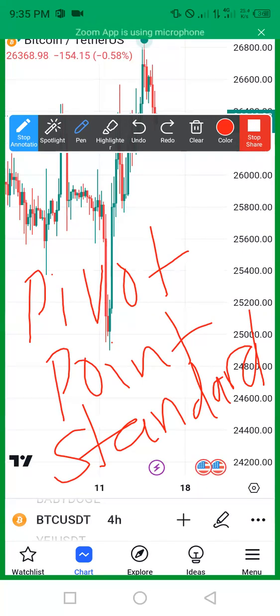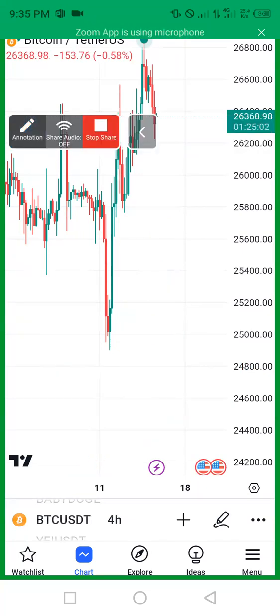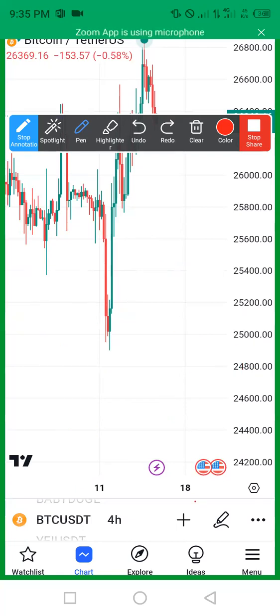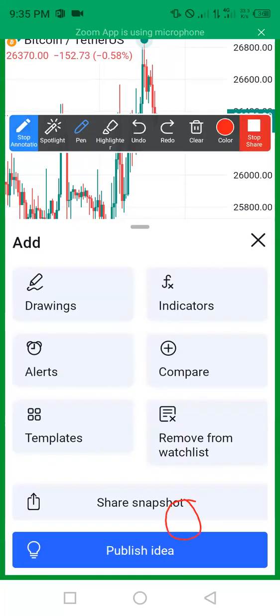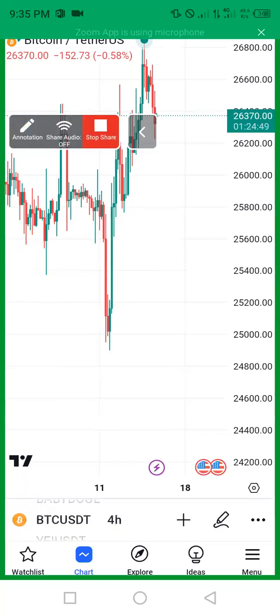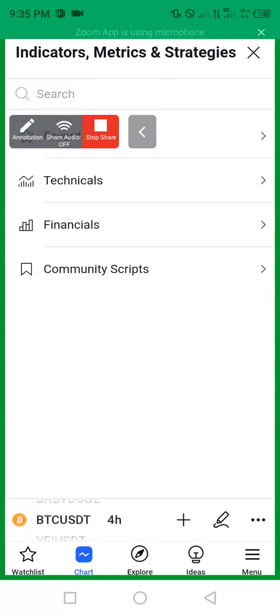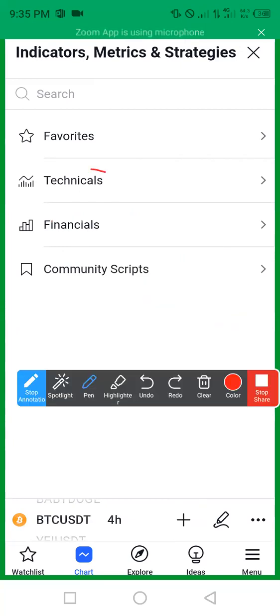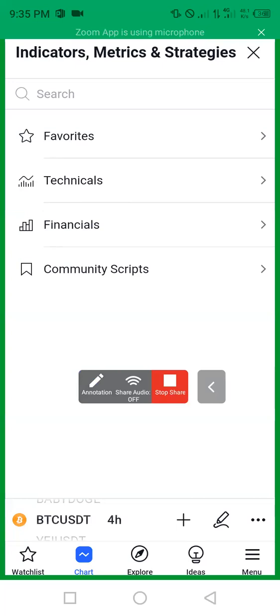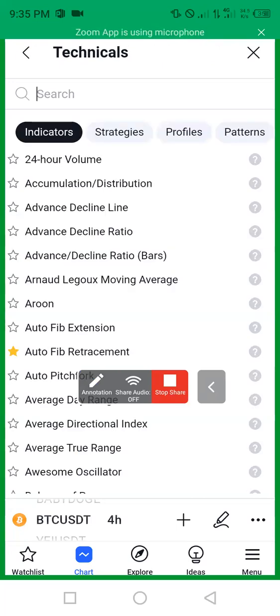Where are we going to find it? Come here to the plus. When you click there, it will take you to indicators. Come to indicators, and after that you go to technicals. You will go to technicals because you are still just adding. When you go to technicals, you look for it. It is called pivot point standards.